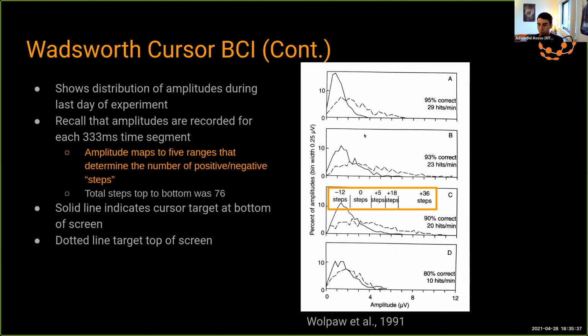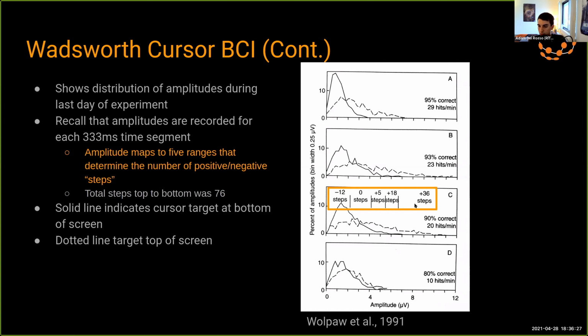So notice here that the black line, this is the event-related desynchronization. So the motor imagery of moving the right hand resulted in lower amplitudes at that 9 hertz band, which is exactly what we want. And the dashed line is the relaxed state. And so what's important to see here, you can see it shows a correct rate and a number of hits per minute. And so you can kind of see that the more distinct these 2 classes are, either relaxed or in the motor imagery state, the better performance that user has.